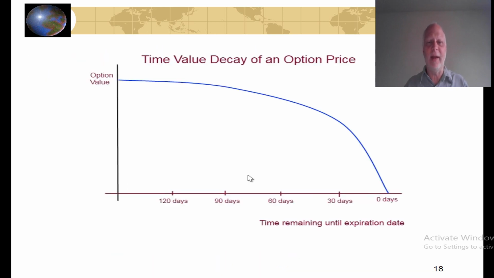This can be shown on this graph where you see the time value decay of an option price. The option value decay goes down very quickly in this example in the last 30 days, but if you have a 120-day option, the slope here is pretty mild compared to a drastic slope here.